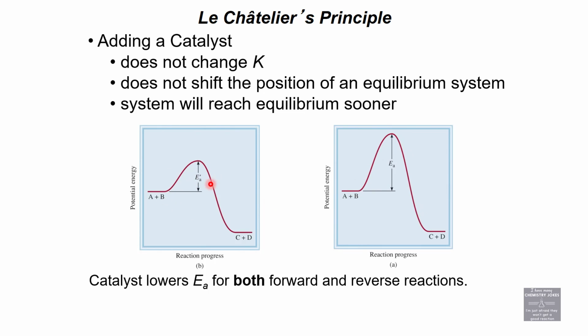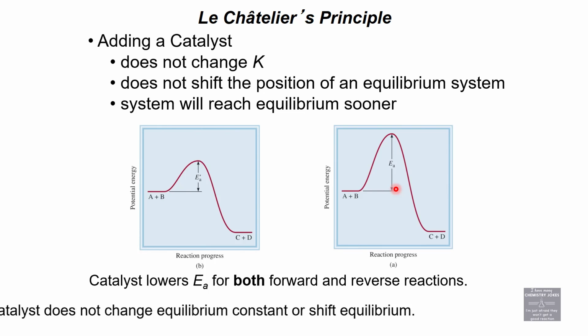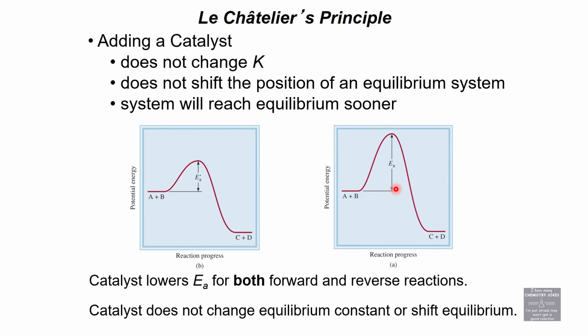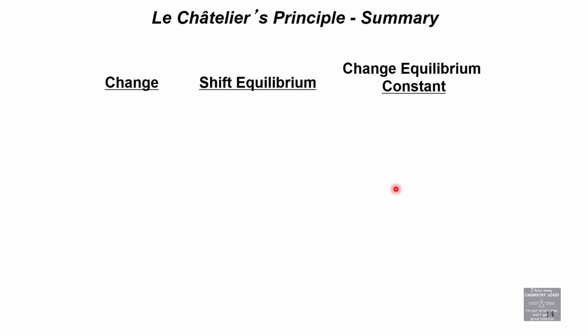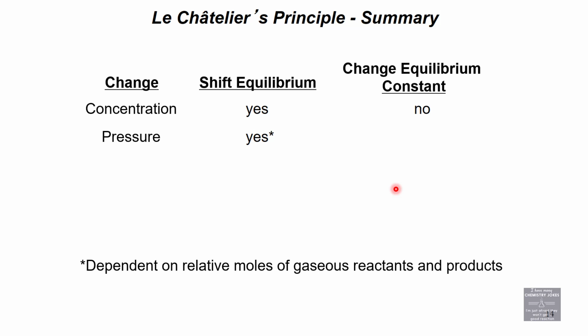So this is with a catalyst, this is without a catalyst. The catalyst does not change equilibrium. It does not shift equilibrium to create more products, more reactants, all that stuff. So in summary, there are several factors that affect the position of equilibrium. We've talked about concentrations. Do they shift equilibrium? Absolutely. Do they change your K value? Absolutely not. Pressure can shift equilibrium, for sure. Does it change your equilibrium constant? Absolutely not.